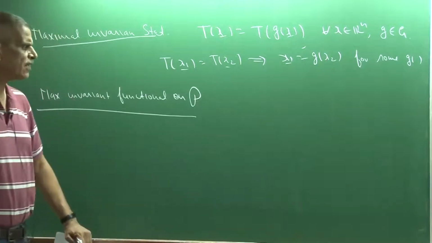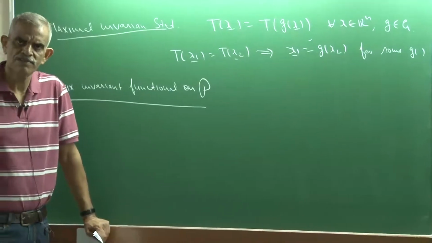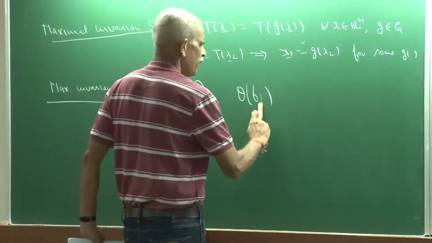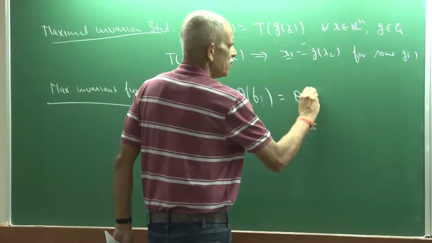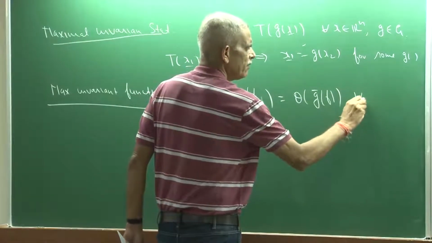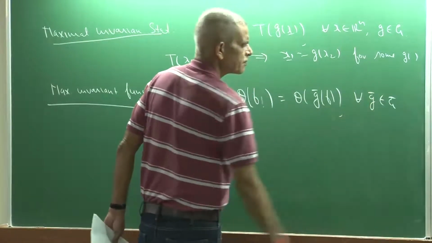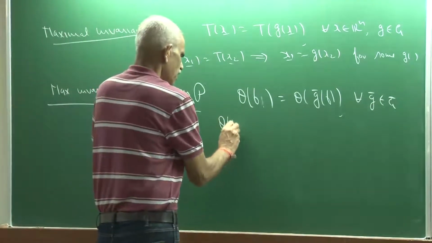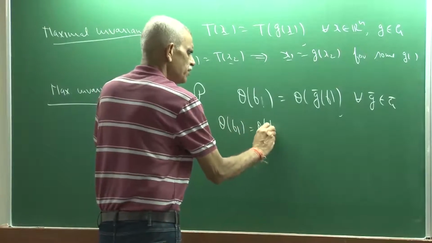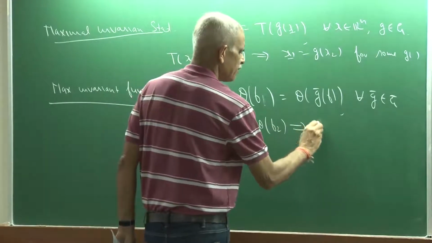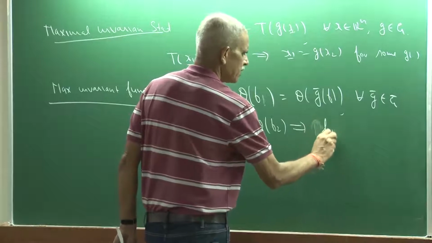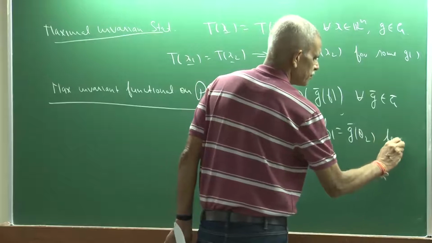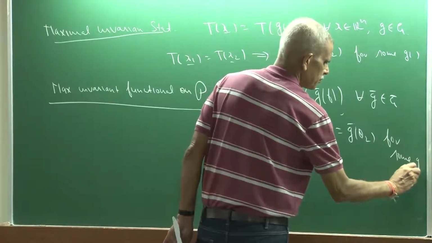So, a maximal invariant functional is one which is invariant first of all. That means theta of f should be the same as theta of g bar of f for every g bar. And then it is maximal in the sense that theta of f1 equal to theta of f2 should imply that f1 is g bar of f2 for some g bar.